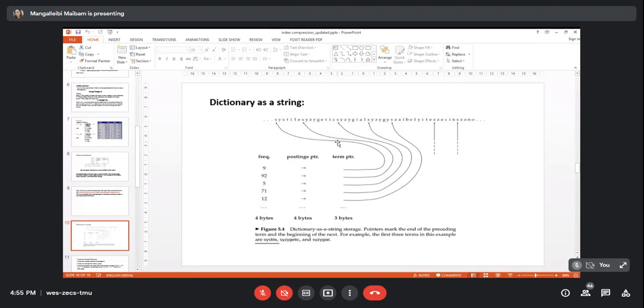For this we are going to consider all the terms in the collection as one long string, and we are going to separate the terms by using a pointer. By using a pointer we are going to separate, and every pointer which we use for separating the term requires about 3 bytes. So the 3 bytes calculation is from here.